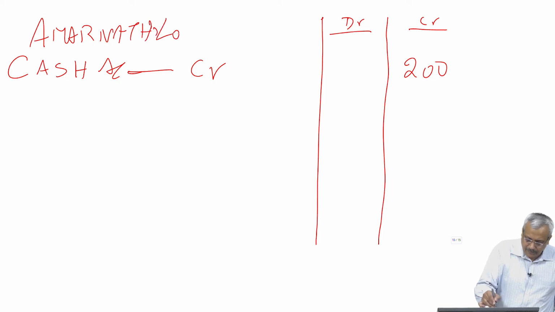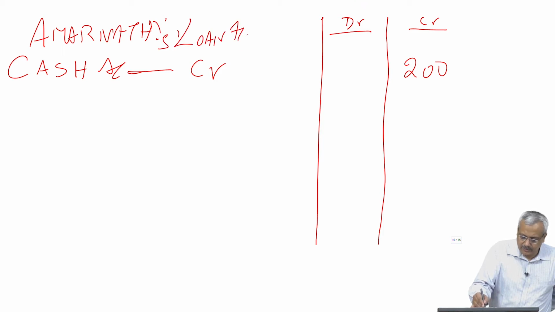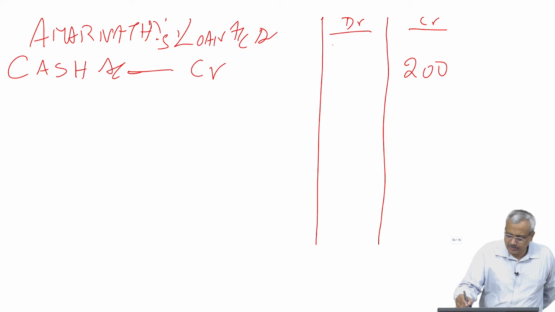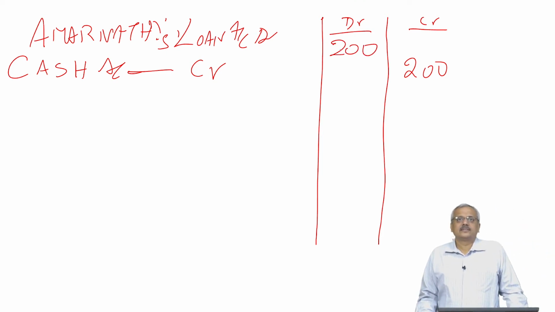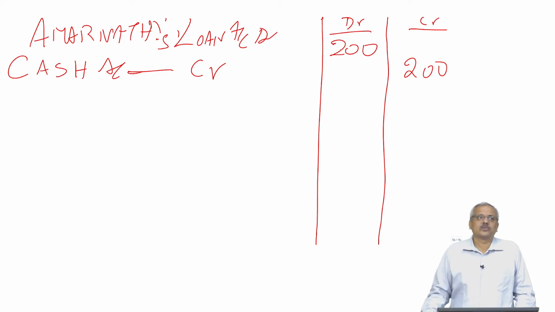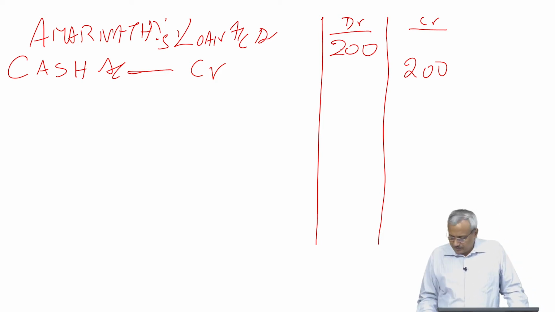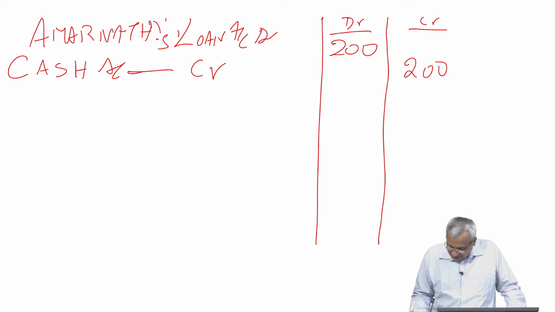It says Amarnath's loan account debited rupees 200 in the process. So, what is happening? There is a loan that is given to Amarnath in the process, Amarnath loan account. So, that is what you will actually see. We have another 7 or 8 more transactions to go through, and after that we will take a break.